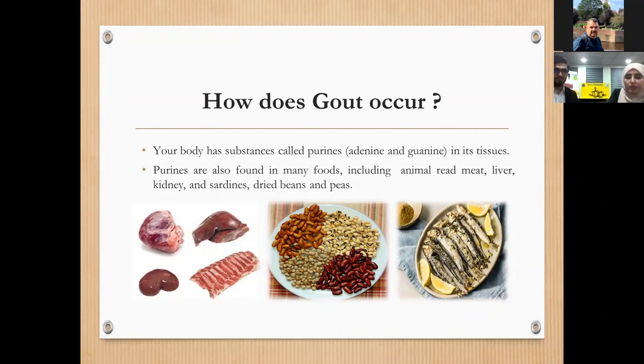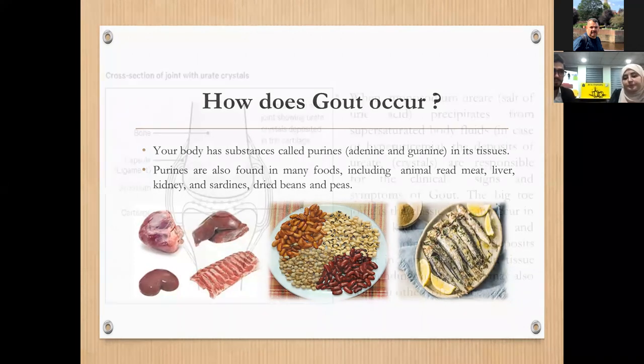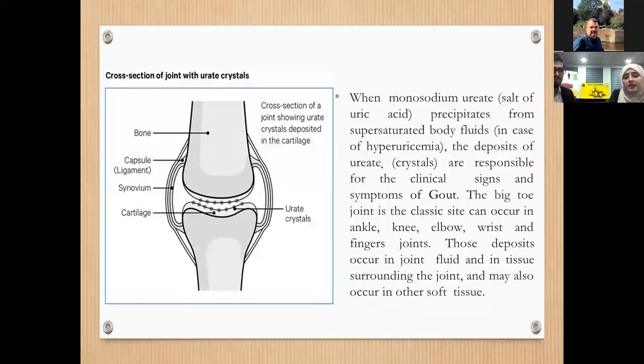In normal conditions, uric acid is present as a dissolved salt, but when it reaches a high concentration, when there is overproduction or underexcretion of uric acid, it will build up in tissue and cause inflammation and pain. So uric acid is the end product of purine. This figure shows a cross-section of a joint with urate crystals.